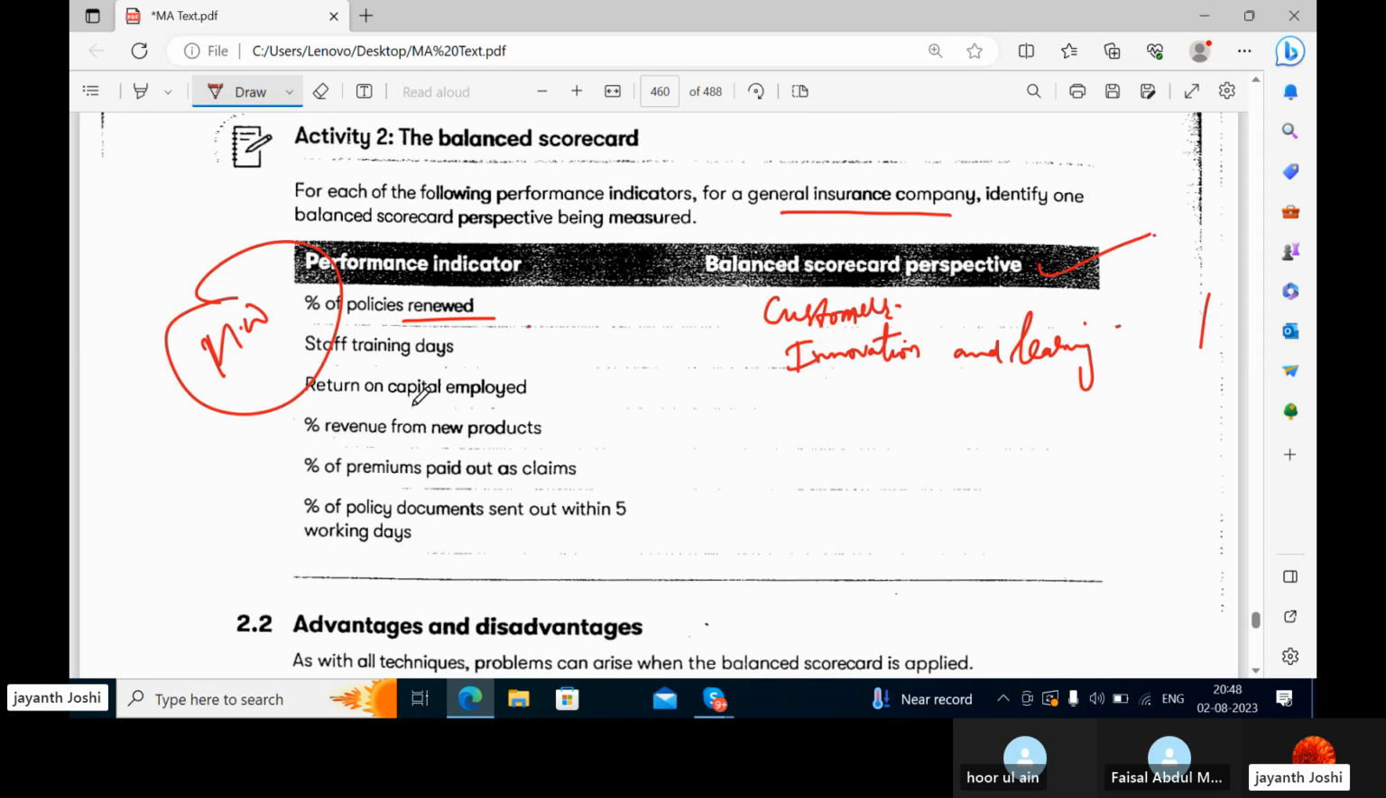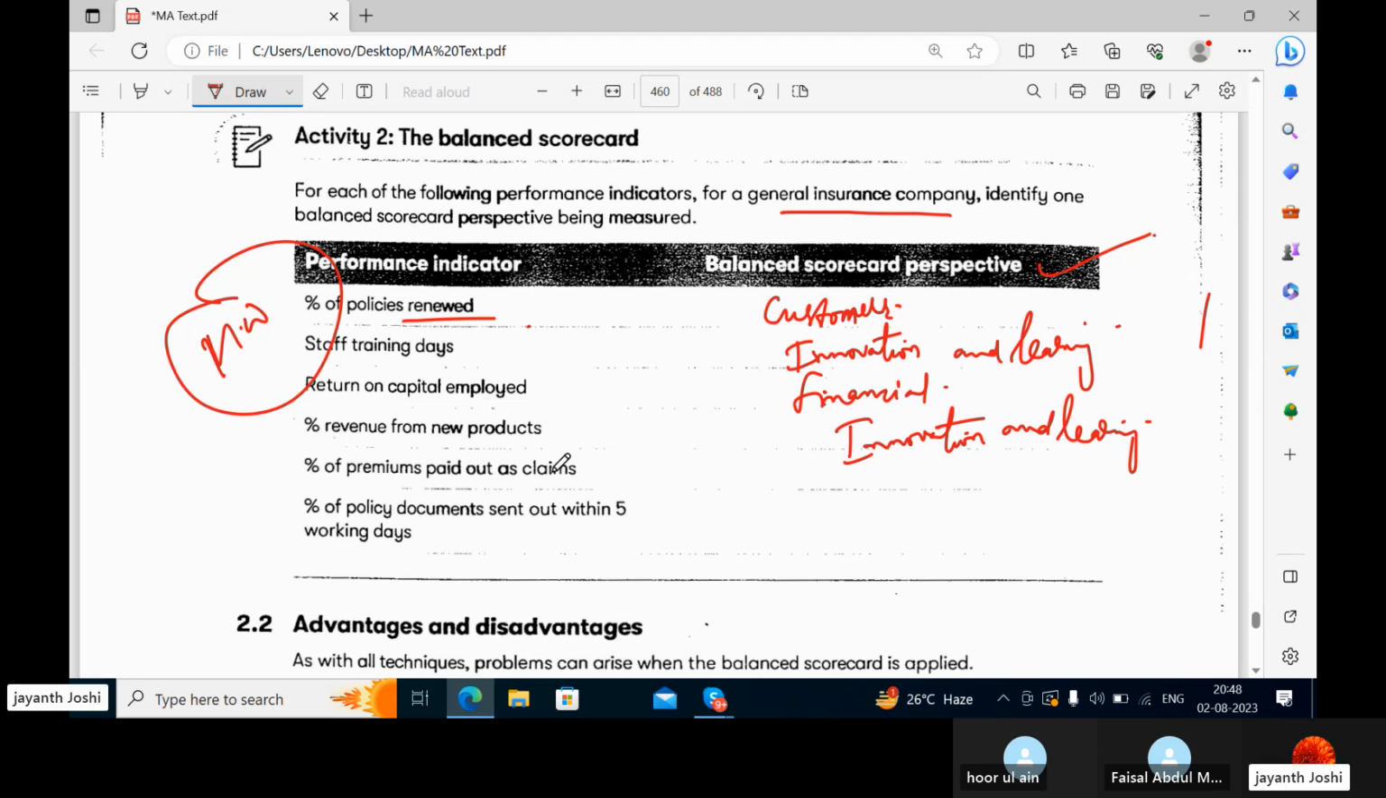Now, return on capital employed. What is the answer for this? Financial. Very good, this is the financial perspective. Percentage revenue from new products. If you are giving new products to the customers, that comes under innovation, no? From the balanced scorecard perspective.